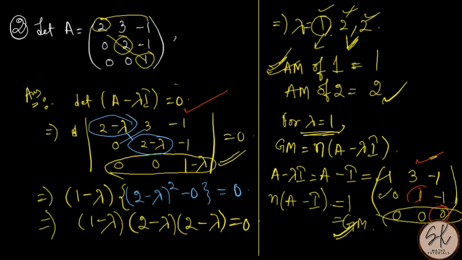For distinct eigenvalues, the AM will always be equal to the GM, but for eigenvalues occurring more than once, we have to check whether the AM is equal to the GM or not.